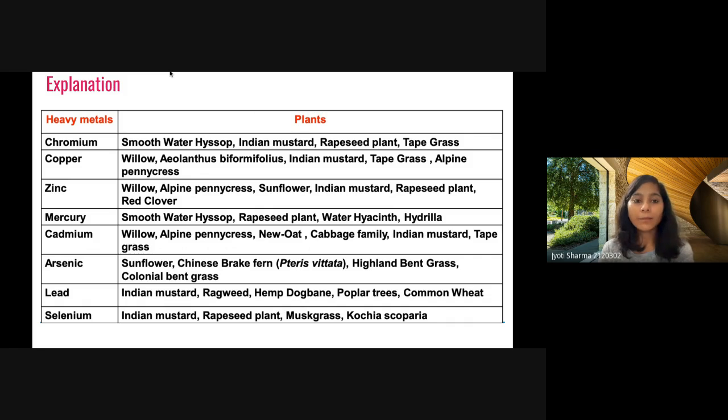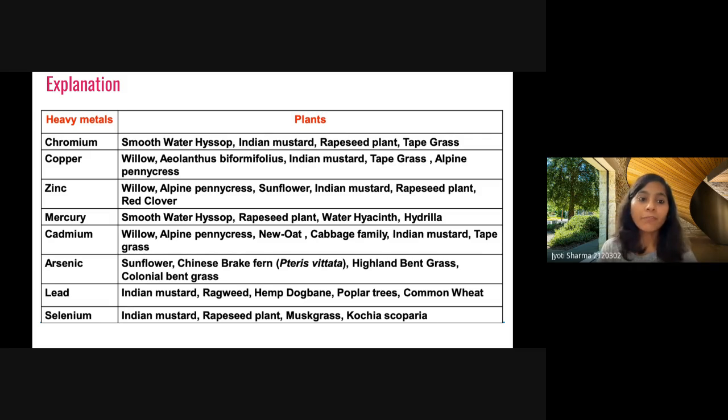So let's say if we do have mining of copper or zinc or mercury or cadmium, that degraded land may have some concentration of that heavy metal. Or for example, if we had some industries based on some heavy metal, that area will have a huge amount of heavy metal. So we can grow some specific plant in that area to remove that heavy metal.